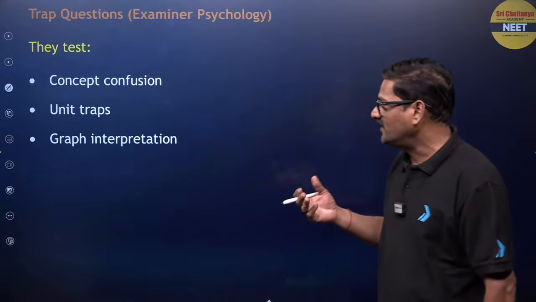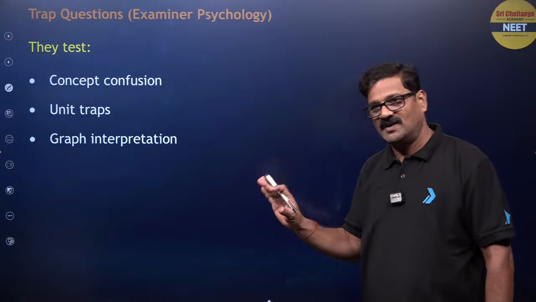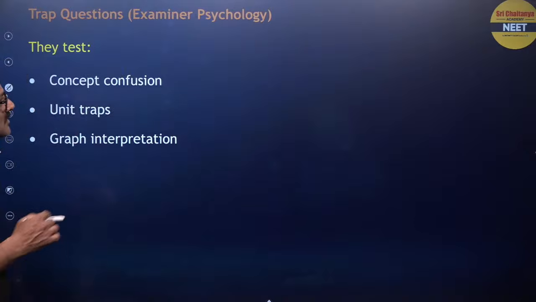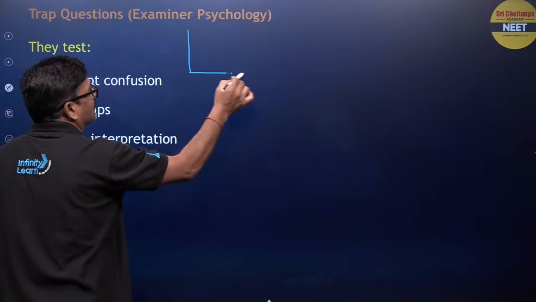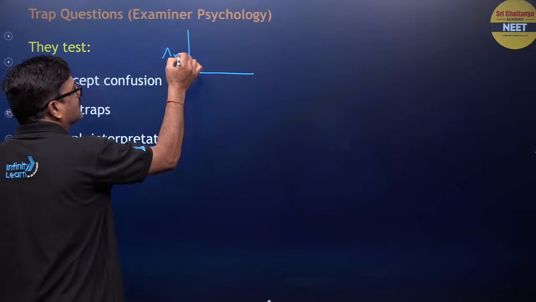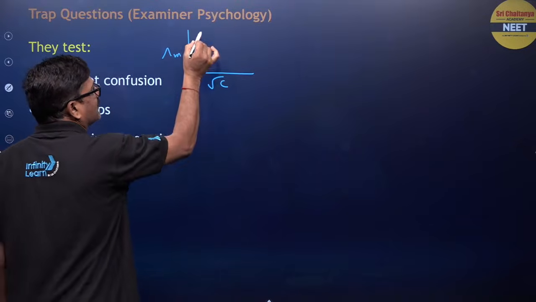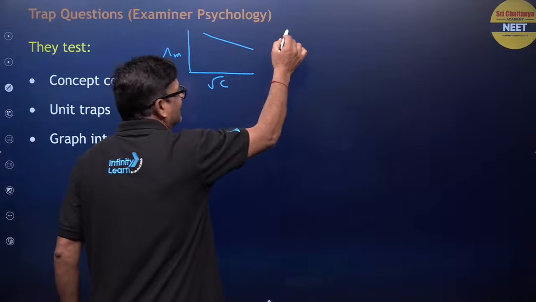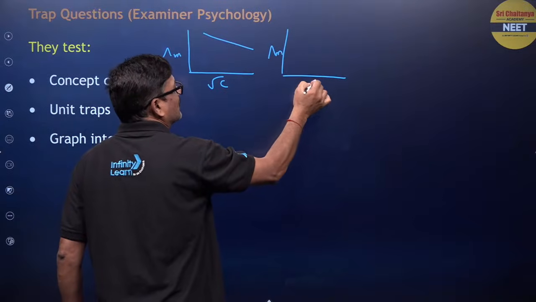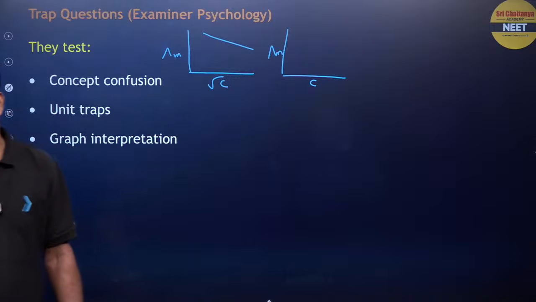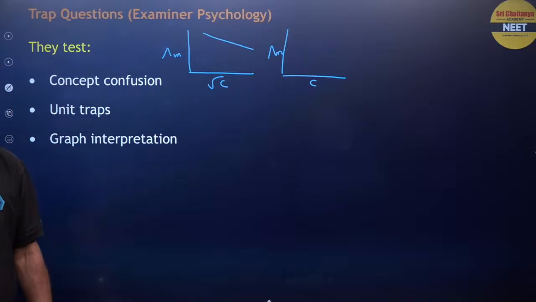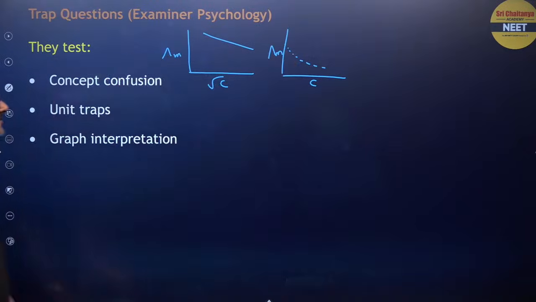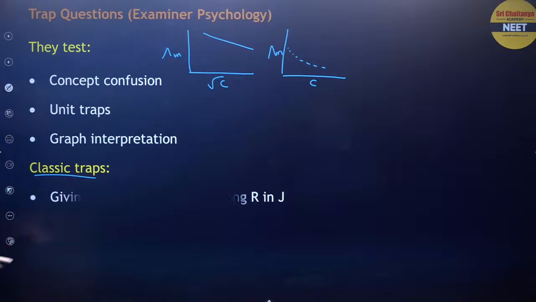So graph interpretation. If you see graph interpretation, I'll tell you, molar conductivity versus root concentration, for KCl it will look like this, right? And if you see molar conductivity and concentration, what will happen? In graph interpretation, something is different. It goes like this, okay? And classic traps I'm going to show you here.